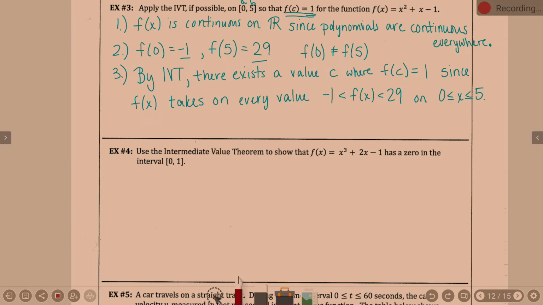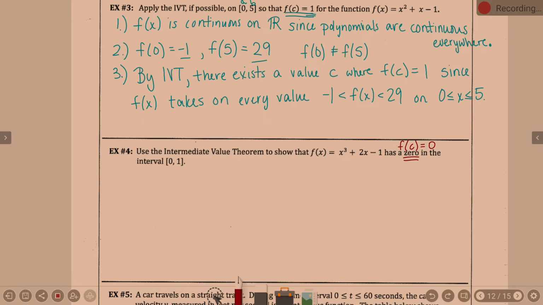Ready to try B now? Speaking of zeros, which I mentioned earlier, use the intermediate value theorem to show that f of x has a 0 in the interval 0 to 1. What do we mean by 0? Somewhere that it crosses the x-axis. So if they're asking about a 0, that's an x-intercept, right? X-intercepts carry a y value of 0. So you're trying to prove that f of c equals 0.